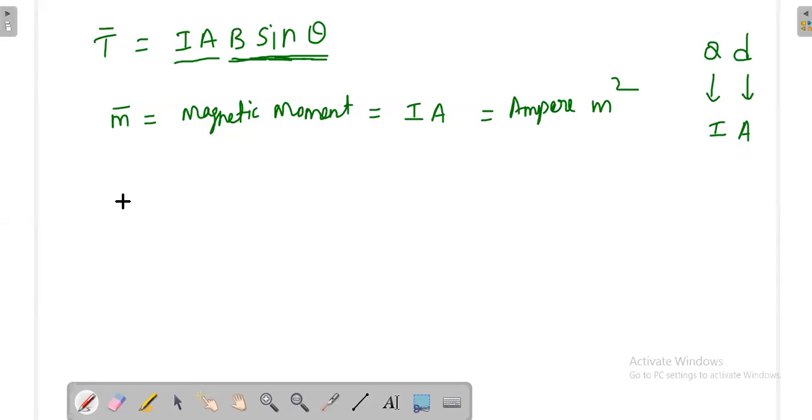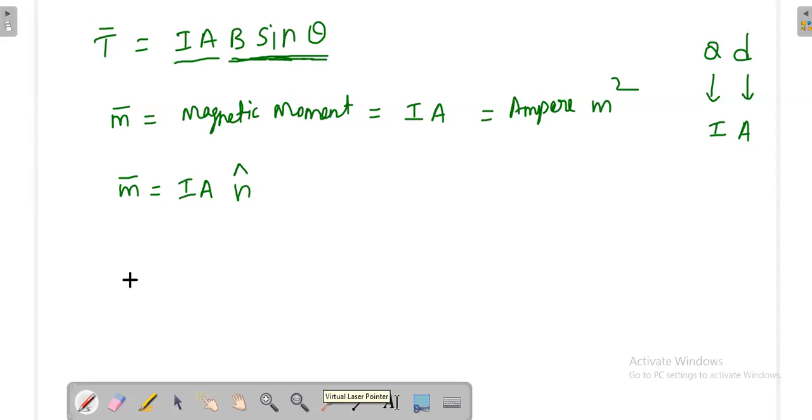Now, can I write this in some other way? This can also be written like this. This is m cap. What is the direction of m cap? The direction of m cap is the direction of IA, and that is the n cap direction. N cap means whatever loop you have at that particular time, what is your surface vector. So m is IA into n cap.